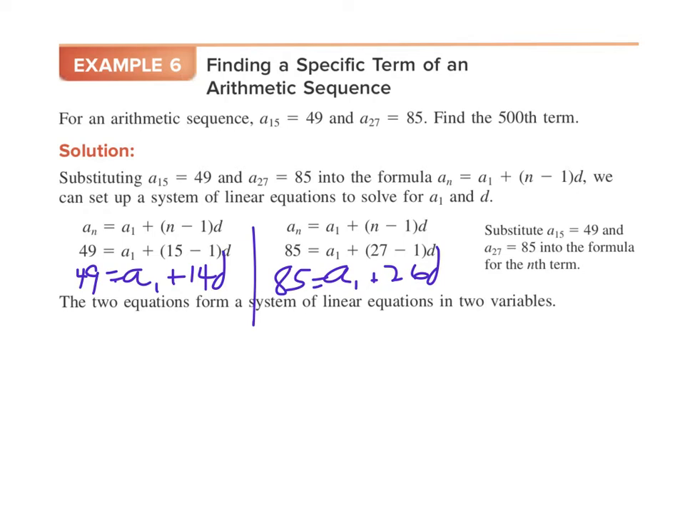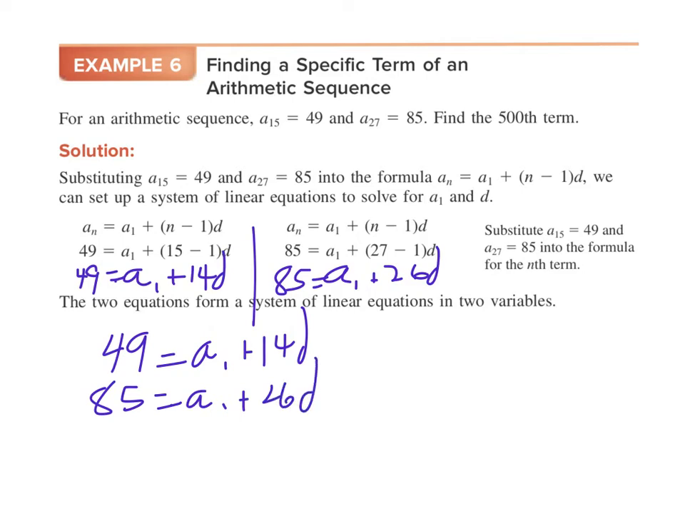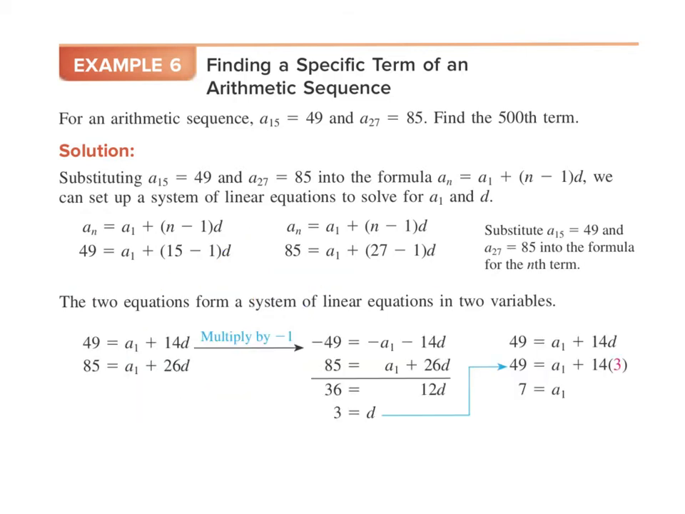You just got done doing this in chapter 5. 49 equals a sub 1 plus 14d, and 85 equals a sub 1 plus 26d. Solve that system. Solve it for a sub 1 and solve it for d. And then once we have those 2 things, we'll be able to find the 500th term. So go.